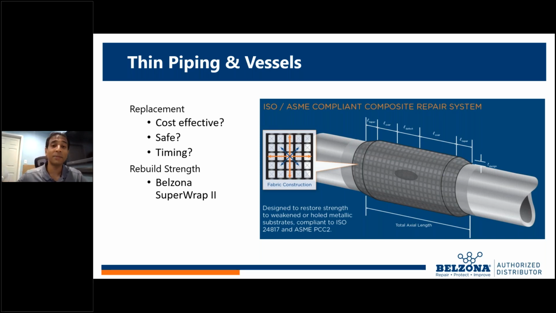On top of that is timing. What if we can't get that equipment that we need to replace for 4, 5, 6, 7 months, and you need to replace it before then because your calculations say, hey, I've got a really corrosive process here. What can I do? Well, you've got a great option. That's the Belzona SuperWrap system, where we've combined fiberglass and carbon fiber along with epoxy systems that we can actually utilize to rebuild the strength of this equipment from the outside in.